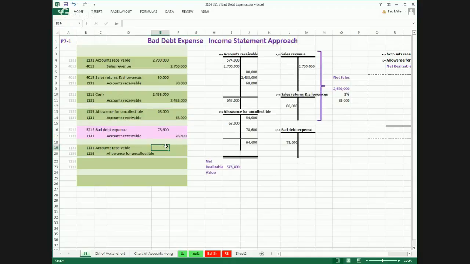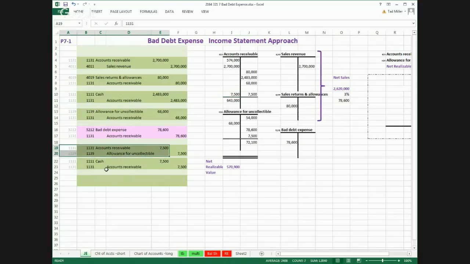So if we get a check in the mail for $7,500 from one of our customers, first thing I'm going to do is I'm going to put them back on the books. Then I'm going to record the cash and write off their account. And as you can see, the debit and credit to accounts receivable offset each other.